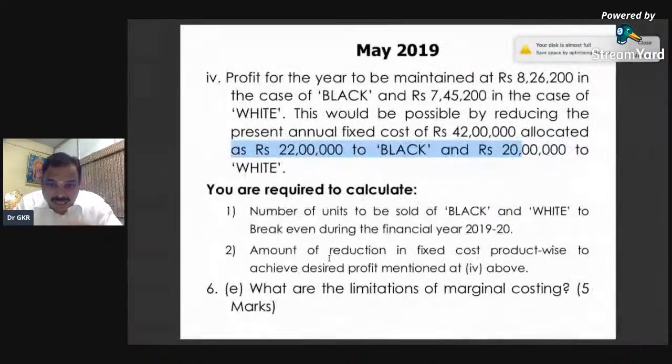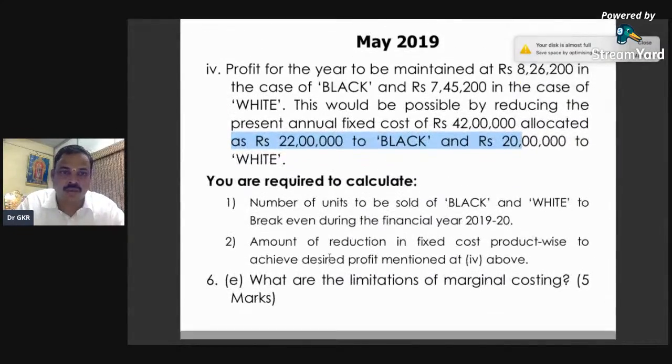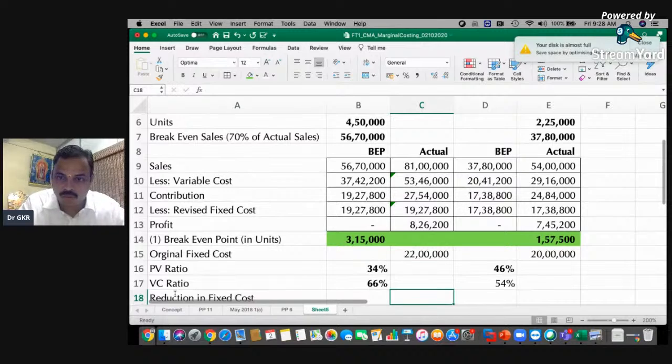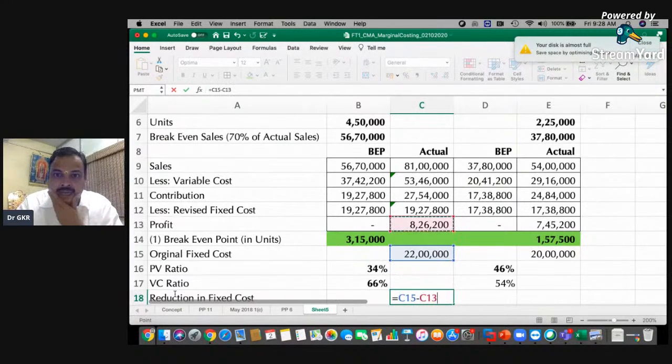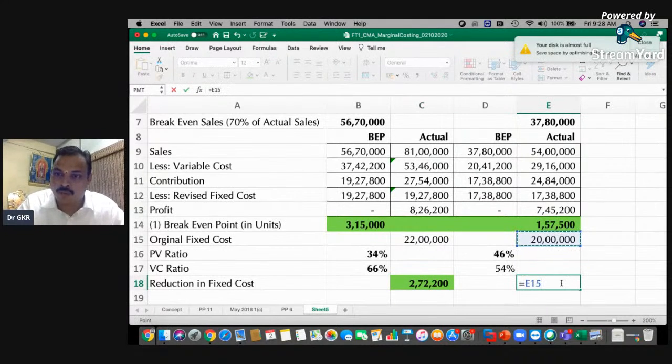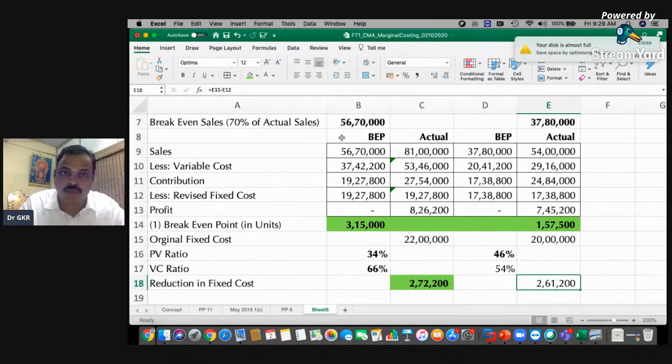So he says reduction in fixed cost product-wise. So your reduction in fixed cost is equal to 22 lakhs minus 19 lakhs 27,800. So 272,200. This is your answer, which carries marks. Similarly, 20 lakhs minus your 17 lakhs 38,800. So 261,200. So that is your reduction in fixed cost.